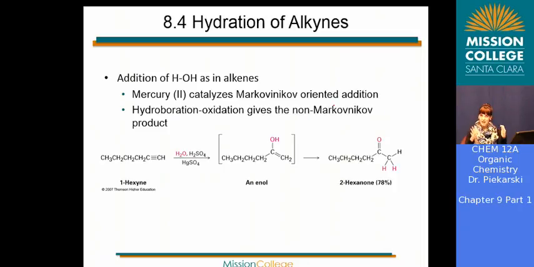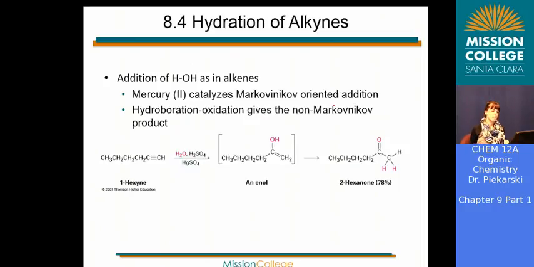So kind of running parallel to the last chapter, we talked about electrophilic addition and doing halogenation reactions, then we followed up with hydration, or making alcohols. So same thing we're doing here. I'm going to talk about the hydration of alkynes. We can do a similar type of reaction, oxymercuration, where mercury 2 helps catalyze the Markovnikov-oriented addition. And we can also do hydroboration oxidation, which gives the non-Markovnikov product.